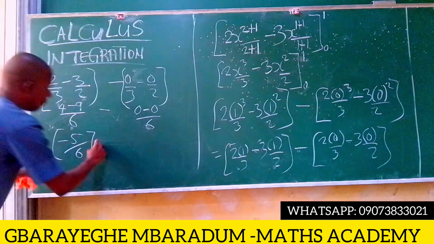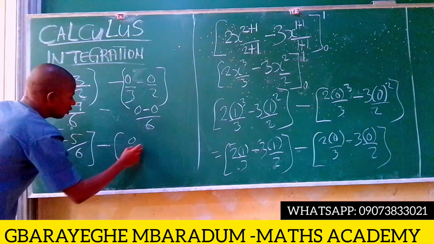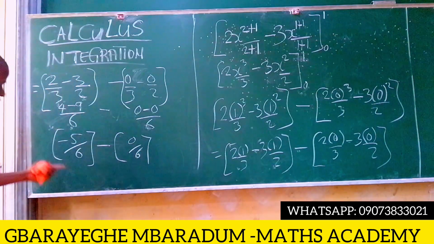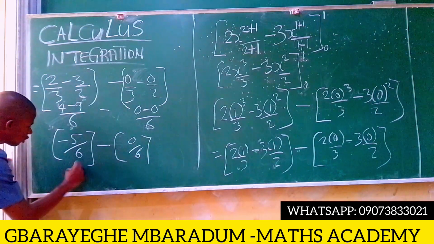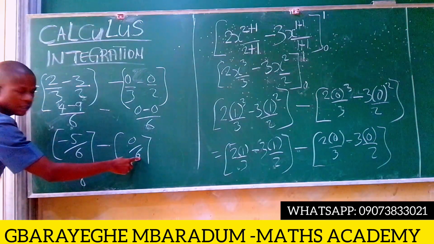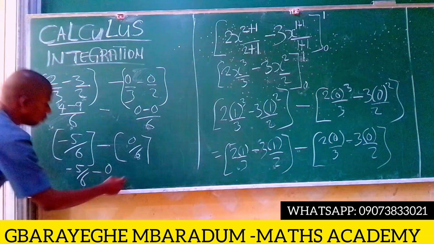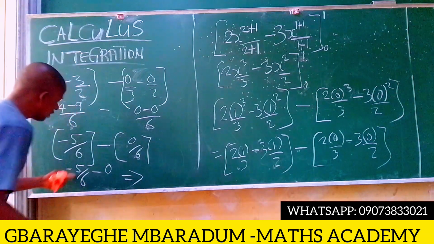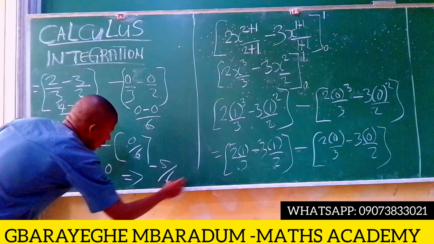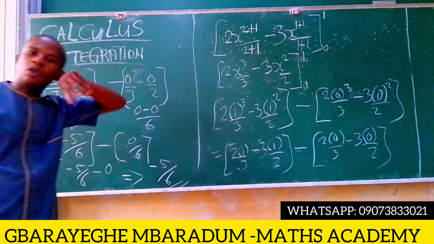For the left hand side, minus. Now 0 minus 0 is 0, right? All over 6. 0 all over 6. At this point in time, we are having minus 5 all over 6, minus 0 over 6. 0 divided by 6 is going to give us 0, right? So this implies that our final answer becomes minus 5 all over 6. This is how to evaluate this kind of integral using the definite method.